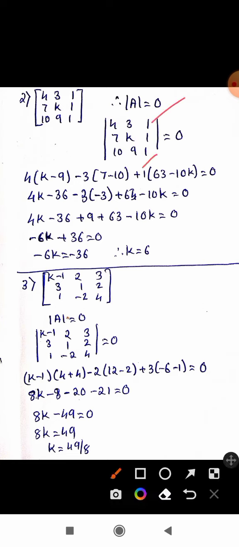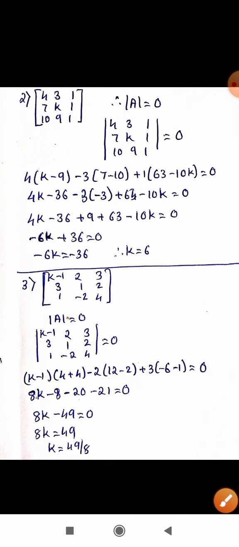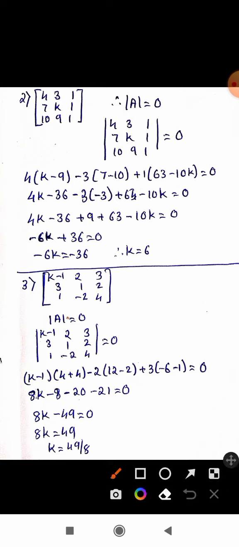1, close row and column. 9 into 7 is 63. 10 into k is 10k. Take minus 10k. Now multiply 4 with the bracket. We will get 4k minus 36. 7 minus 10 is minus 3. And open the bracket. We will get 63 minus 10k.